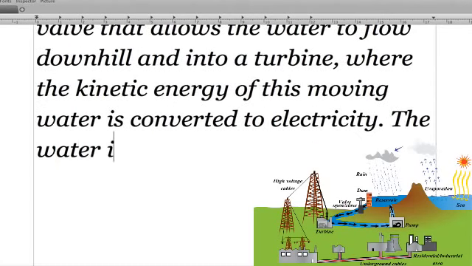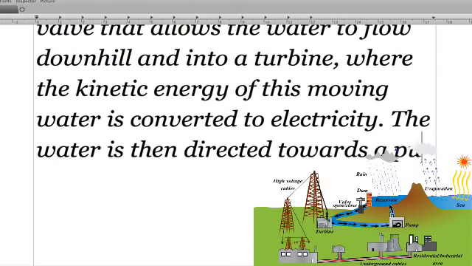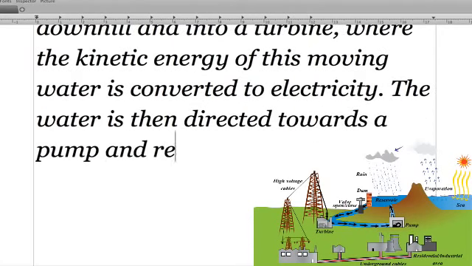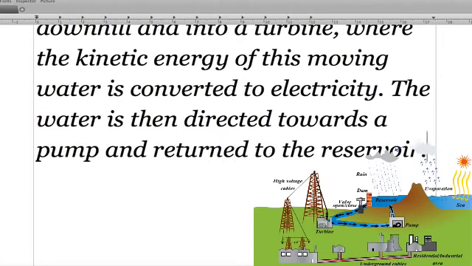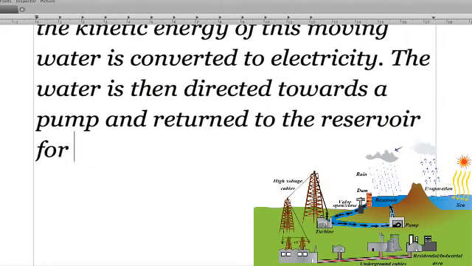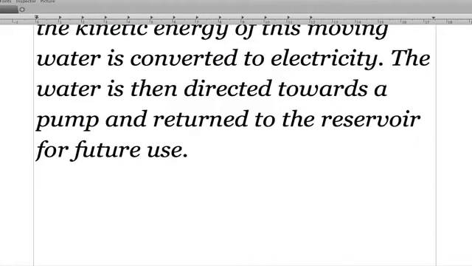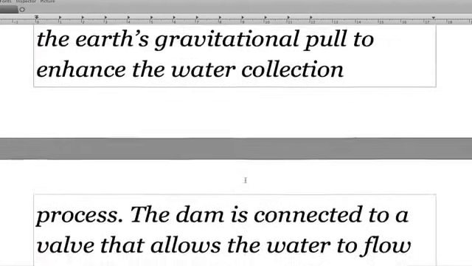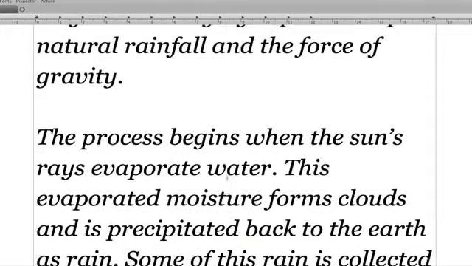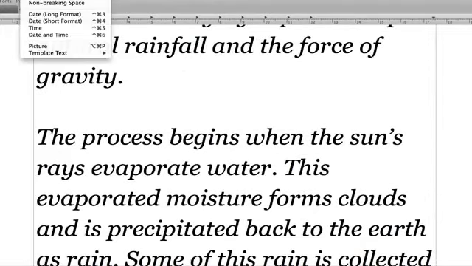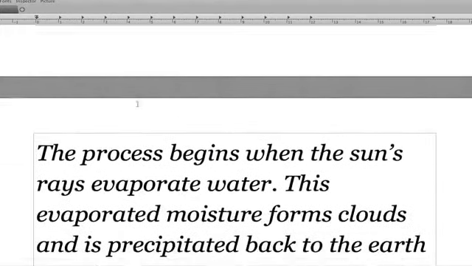The water is then directed, and just the kind of the circular motion or the cyclical nature of it, so directed towards a pump and returned to the reservoir. Okay, or maybe even for future use. Okay, so let's just take a quick look at that paragraph, make sure we've described everything properly, and I'll stick in a page break so we can see it all on one page.